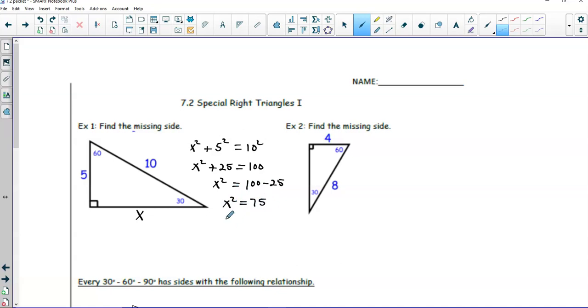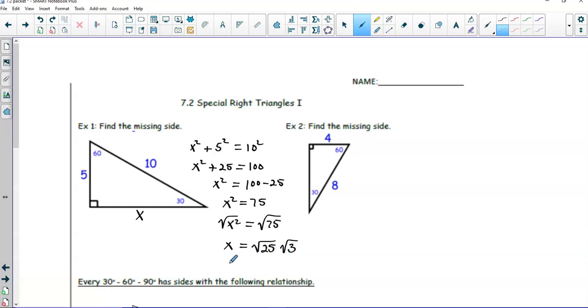And if I take the square root of x squared to get the x by itself, I have to take the square root of 75. Now notice this is x, and the square root of 75 can be broken into two, that one perfect square, which is 25 times 3. So the square root of 25 times the square root of 3 is the same thing as the square root of 75. Wouldn't you agree?